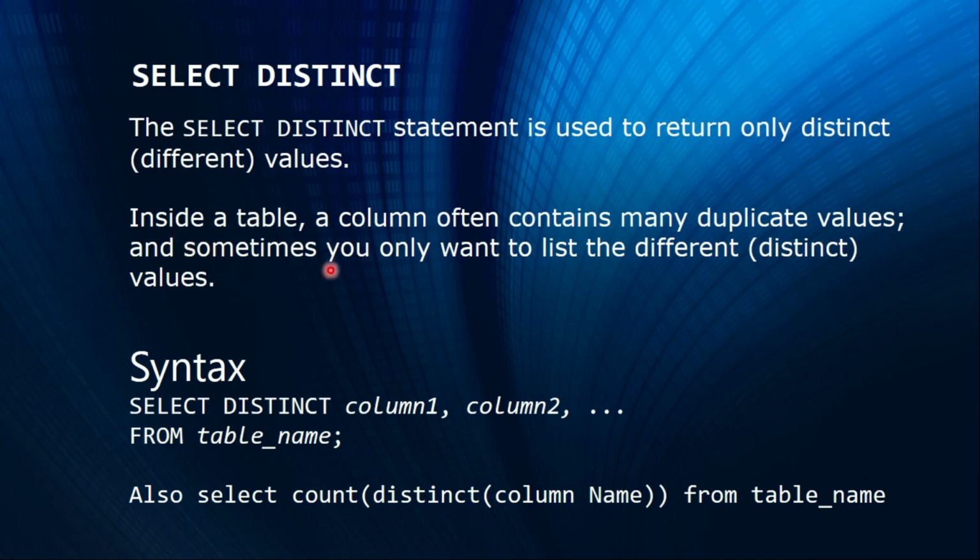So inside a table, a column often contains many duplicate values and sometimes you only want to list the different values, that is distinct values. So in such a scenario, you can use distinct here, okay? So how is the syntax? So select, then you can write distinct, then the column which you want to get the distinct values, and from the table name, okay? So first we will try this and then we will go to the next one, okay?